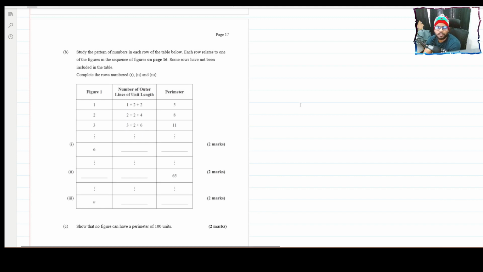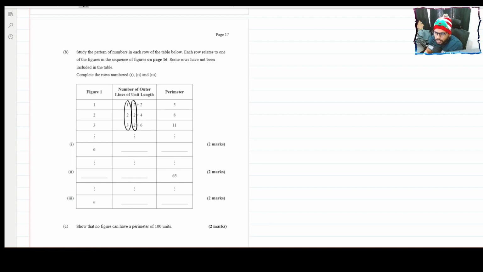Now, if you want, you can check and see what the actual pattern in the question is, and the pattern is quite self-explanatory. So for figure 1, I'll have 1 plus 2 plus 2. For figure 2, I'll have 2 plus 2 plus 4. For figure 3, I'll have 3 plus 2 plus 6. So what I'm seeing here is a pattern, and the middle number is the same thing coming down the road.